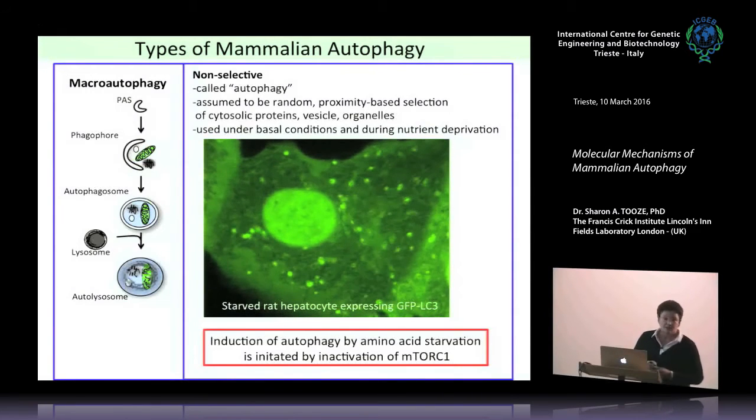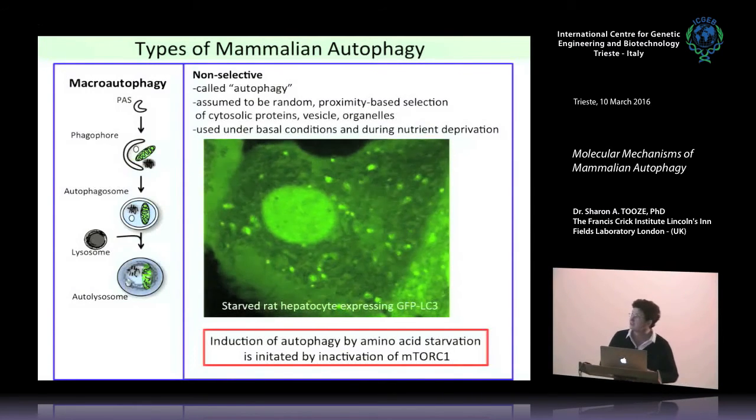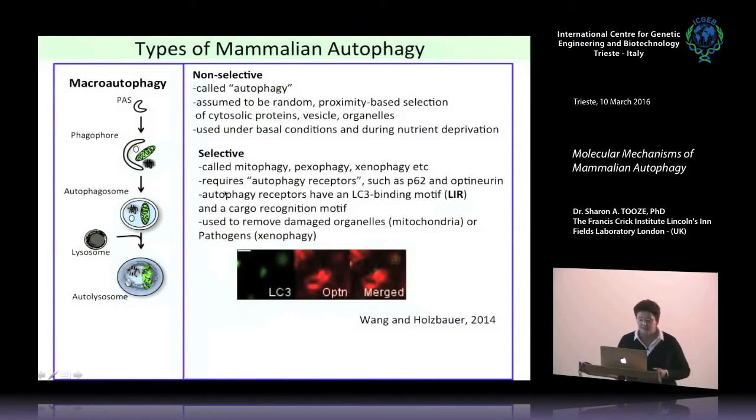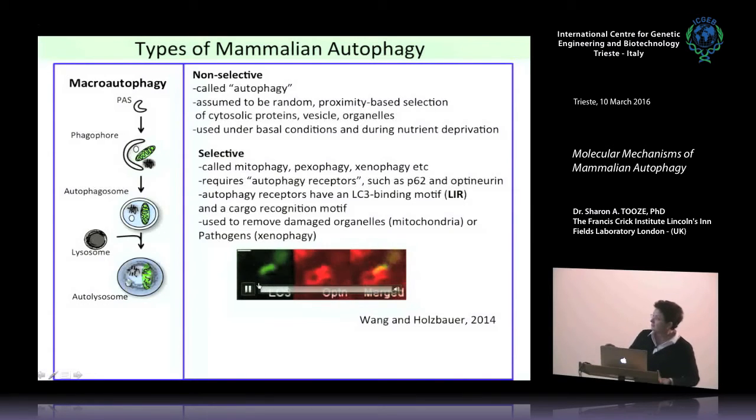And most of those removal events would be considered selective pathways. So this again is another movie. What you have here is a red mitochondria, which is labeled by an autophagy adapter called optineurin. It's damaged, so it's being sequestered by delivery of LC3, so autophagosome-positive membranes, which engulf and surround this damaged mitochondria and remove it. This process is called mitophagy.